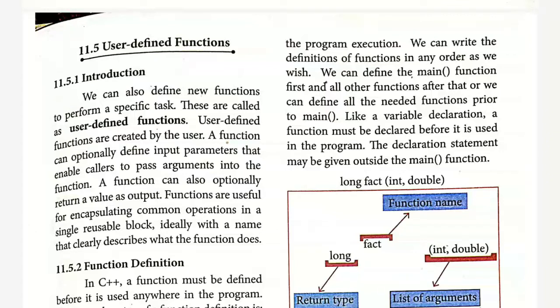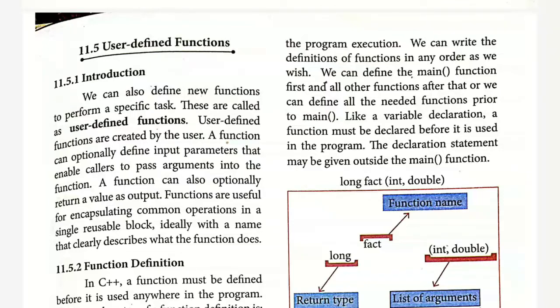A function can also optionally return a value as output. Either way, it is tailor made. The user defined function is tailor made, which means that if you want, you can get input from the user, or you can display the output to the user. Everything can be determined by the person who is defining and creating the function. So we'll see that.